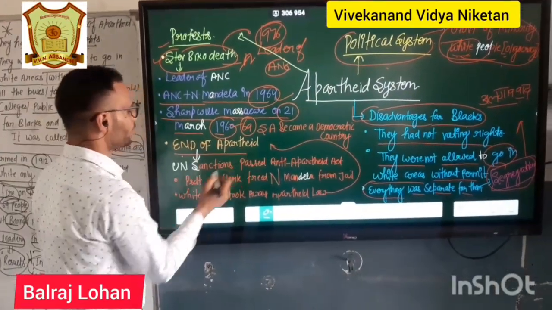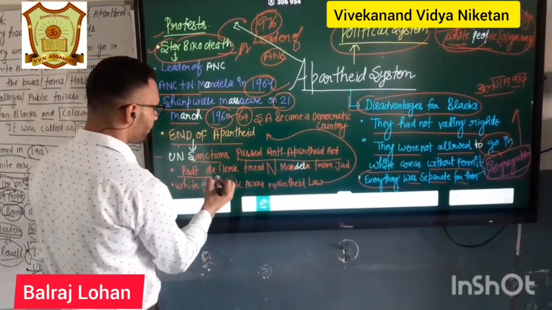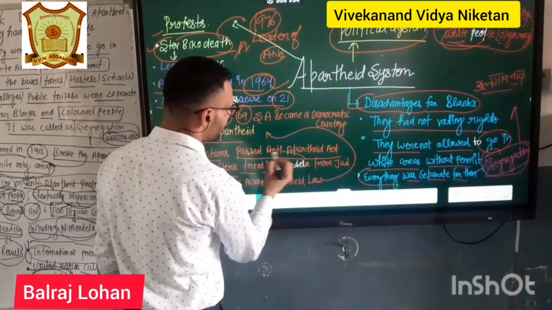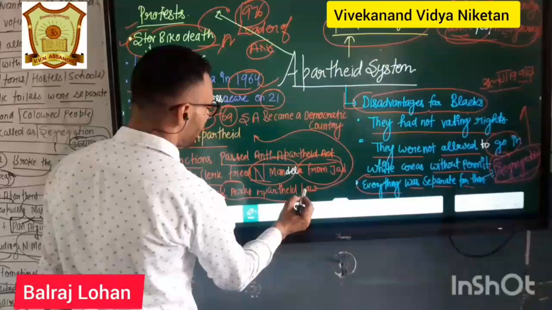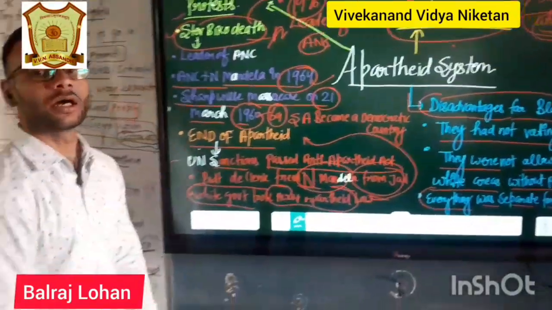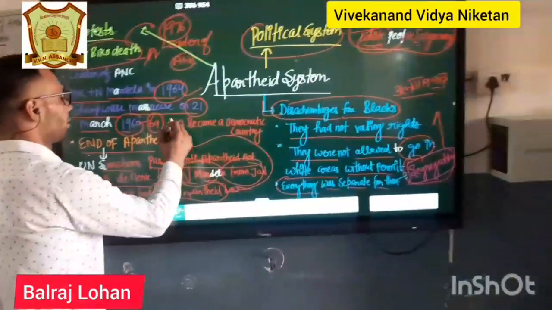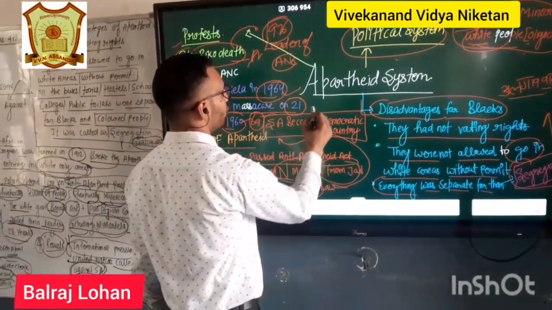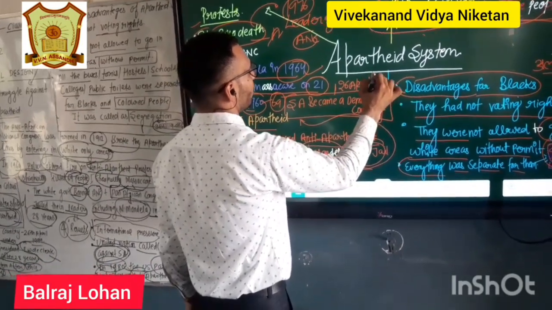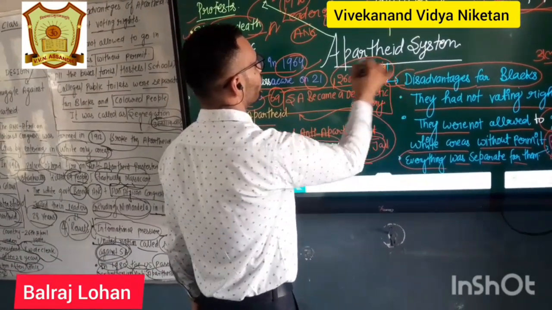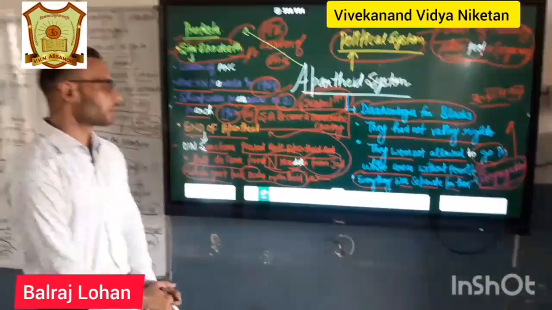And the end of apartheid came with UN sanctions and the Anti-Apartheid Act. President de Klerk freed Nelson Mandela from jail, and the white government took away the apartheid laws from black people. And in the end, South Africa became a democratic country on 26th April 1994. Every democratic country needs a constitution.